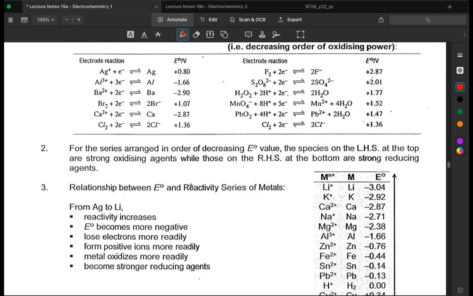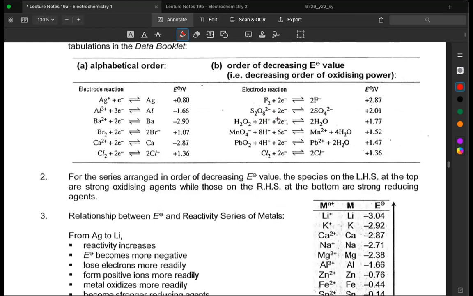So for the series, in order of decreasing E naught value, the species on the left-hand side at the top are the strong oxidizing agents. Those at the bottom are strong reducing agents. Strong oxidizing agents, because they reduce themselves easily based on the E naught value. And strong reducing agent means they oxidize themselves easily. Therefore, they can reduce other substances when we react with them.